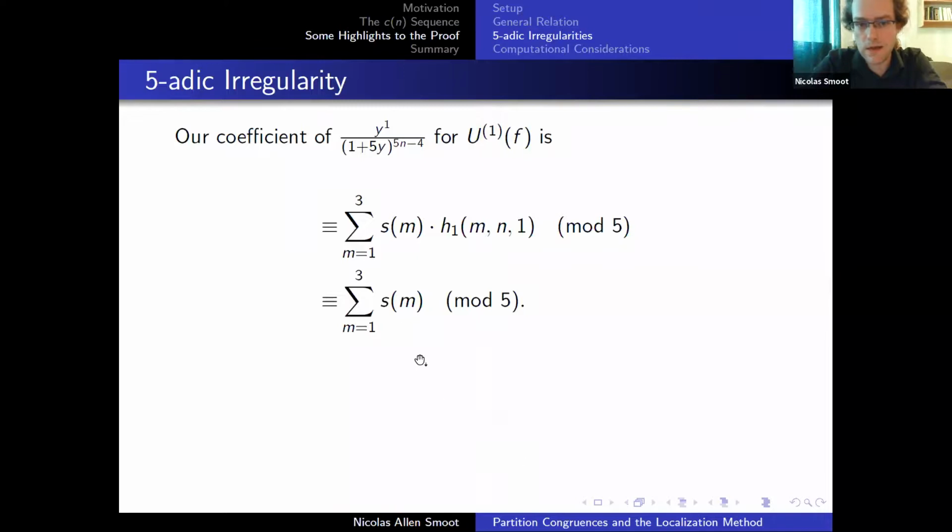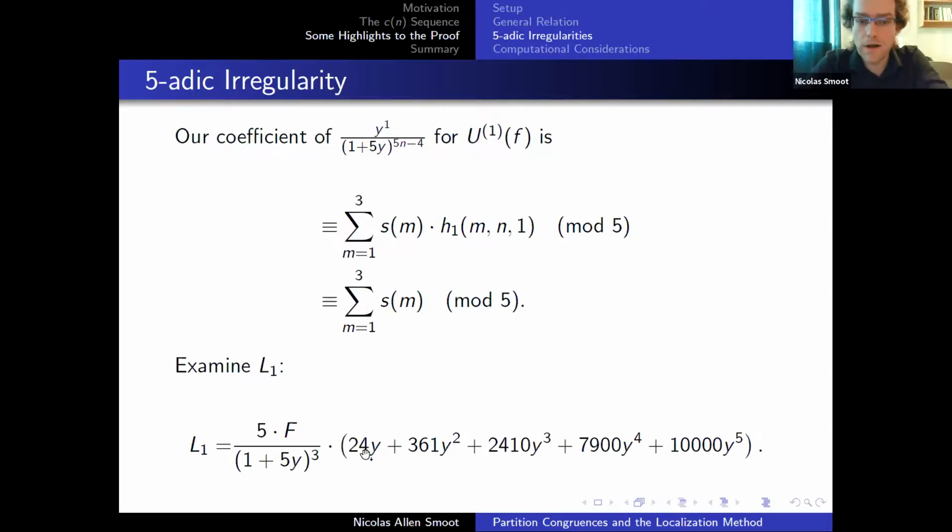So I can take this sum here, and this is just congruent to the sum of Sm mod 5 for the first 3 Sm. And if I look at L1 as an example, so S1 is 24, S2 is 361, S3 is 2410. And you'll notice the 3 of them add together to produce a multiple of 5. I mean, it's obvious, right? Like the third one's divisible by 5. These first 2 add up to be a multiple of 5, right? But I can't prove that S of 3 always comes up with an extra power of 5 in.